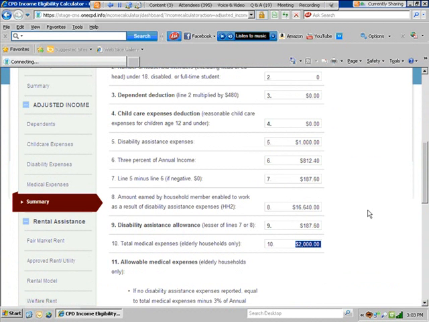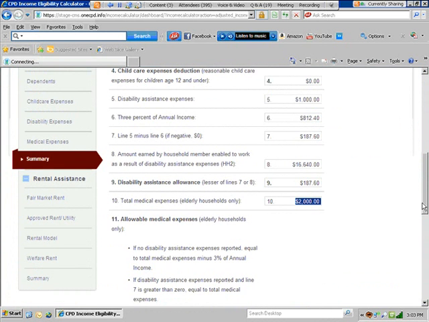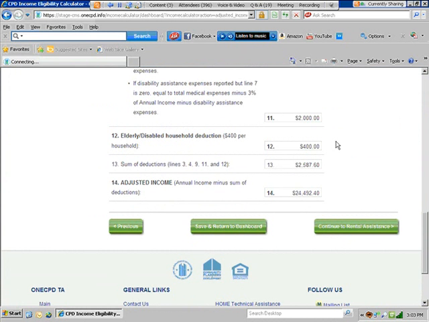Okay, it's going to be for that as well. And again, the medical, even though it says just elderly, it's for elderly and disabled households. Okay, and it is being captured in the calculator, even if it doesn't say that. So for this household, we have the 187, we've got the 2,000, and then because it's considered a disabled household, they have the 400. So total deductions for this household are the $2,587 that you see here, so their adjusted income is the $24,492. Okay?